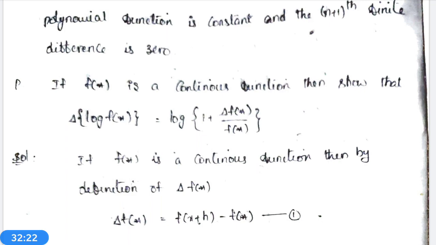Solution. If f(x) is a continuous function of x, then delta f(x) is equal to f of x plus h minus f(x). That we call it as equation 1.